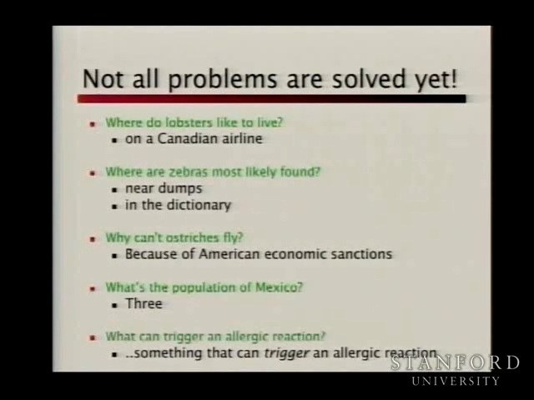So these are actual answers of systems in trick question answering where they didn't work so well. Where do lobsters like to live? On a Canadian airline. Where are zebras most likely found? Near dumps and in the dictionary. Why can't ostriches fly? Because of American economic sanctions. What is the population of Mexico? 3. What can trigger an allergic reaction? Something that can trigger an allergic reaction. Okay, and that's the end.